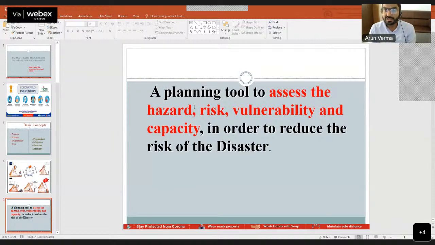So planning is good. When we are making a disaster management plan, it should be understandable, so that if somebody is interested or reads that particular plan, he or she can easily understand what this area's disaster management plan is saying. So, a planning tool to assess the hazard, risk, vulnerability and capacity in order to reduce the risk.